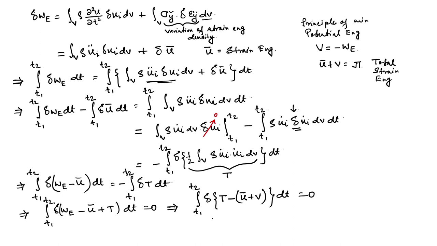So, in place of u bar plus v, what we can write is T minus phi. And for this system, what is L? It is T minus phi. And then we can further modify this equation. So, it is delta of L dt is equal to 0. And again, this delta parameter commutes, so it will come inside. And that is the Hamilton's principle.